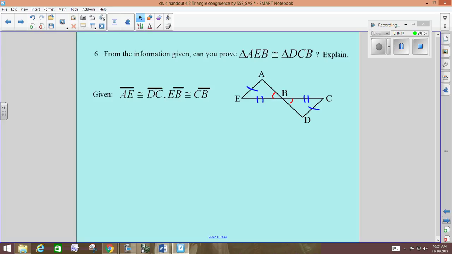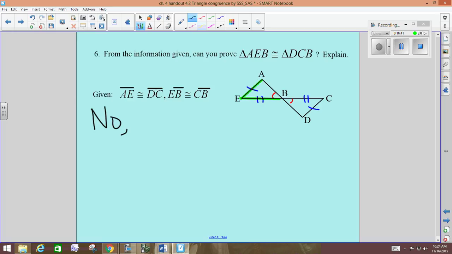Good. Your congruent marked angles have to be between the 2 congruent marked sides. It's got to be the included one. One way you can tell, if you highlight the 2 sides that are marked congruent, where they meet, that's the angle you want, because that's the angle between them. I don't have angle E marked, so therefore it can't be side, angle, side. So can you prove? No.